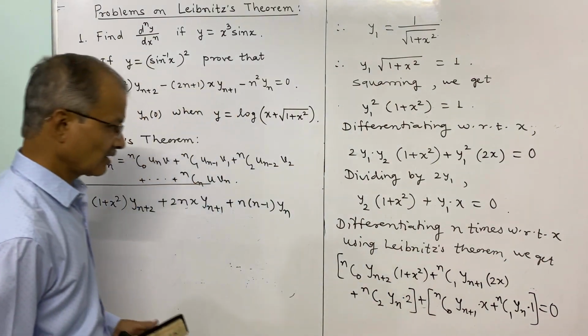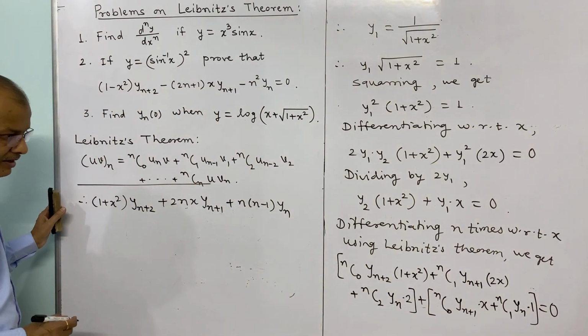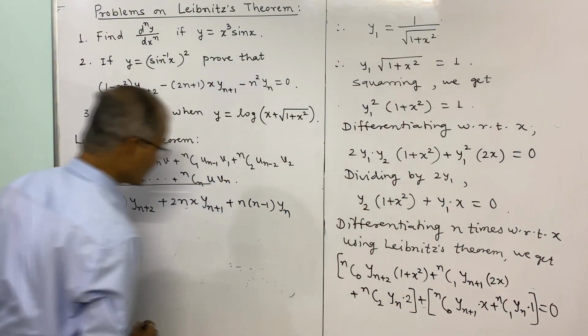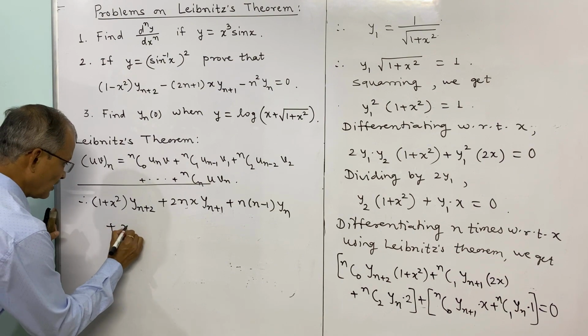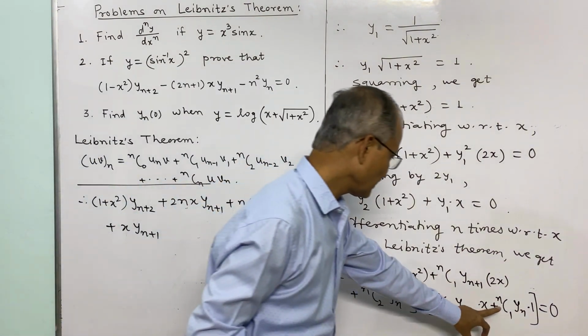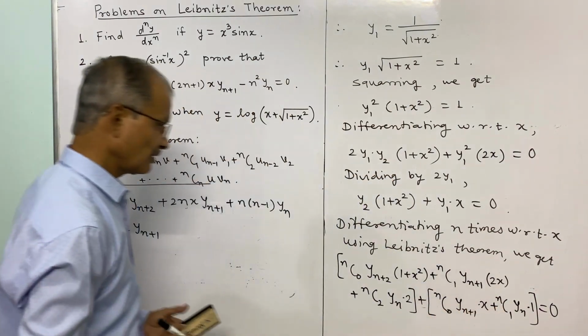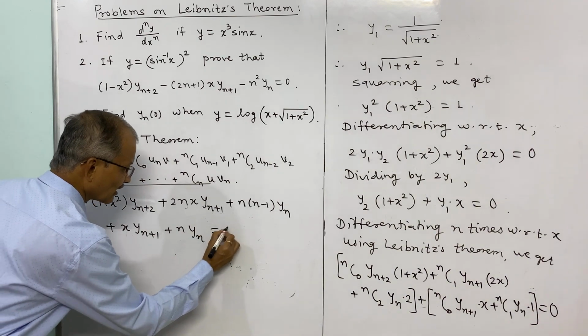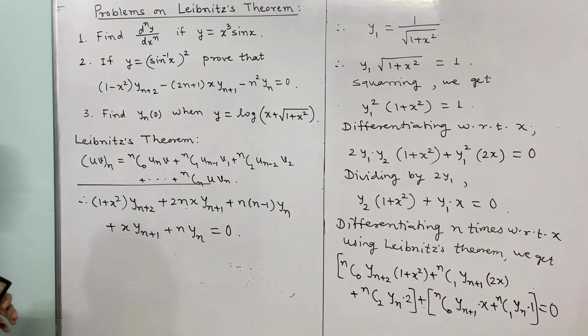Now next, n choose 0 is 1, and it is yn plus 1 into x. So that is x into the n plus 1th derivative of y, and this is n into yn plus n into yn, and the right side is 0. So this is what we have obtained.